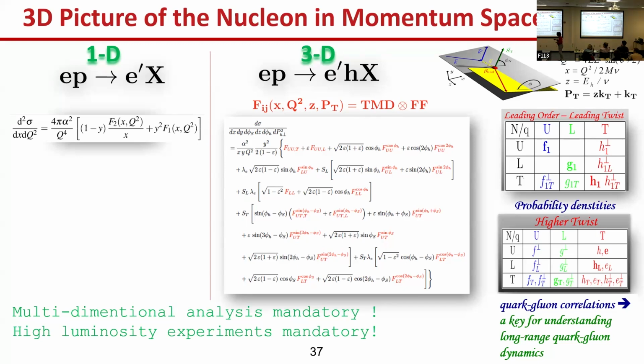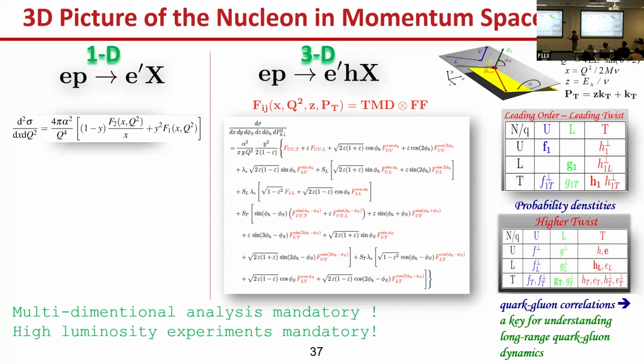This is the cross-section when I work in a one-dimensional world, 1D, e p to e' X, and this is the cross-section expression. You see there is this F1, F2, x, Q squared, everything is clear. It is quite easy to extract from the data. If you go to 3D, this cross-section, in which I have in the final state an additional hadron, is the complication of the cross-section.